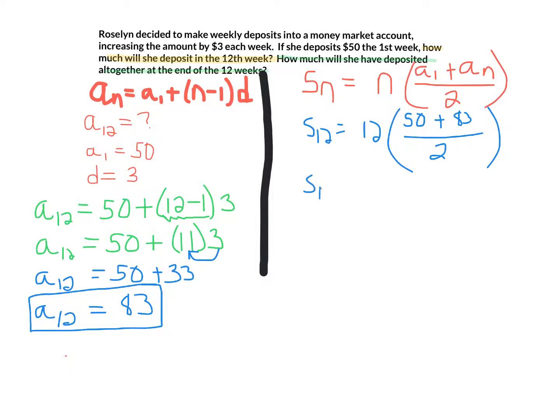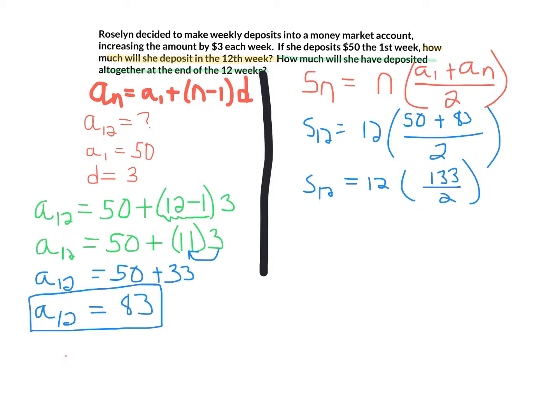So S of 12 is equal to 12 times 50 plus 83. So we do our 50 plus 83. And we get 133. Oh, that looks awful. Let me try that again. Can't blame the cat for that one, can I? 133 divided by 2.